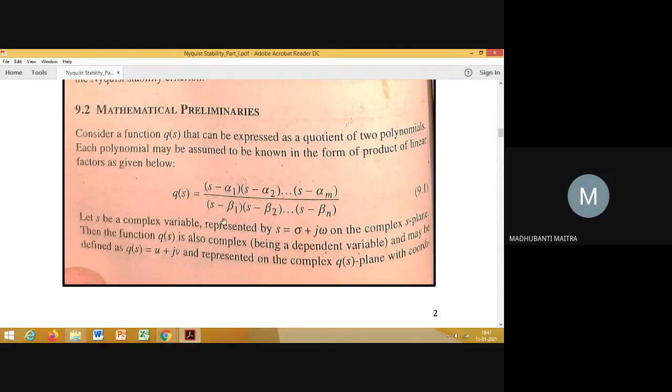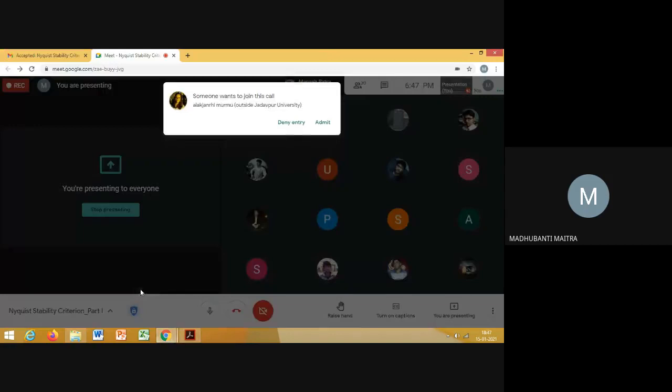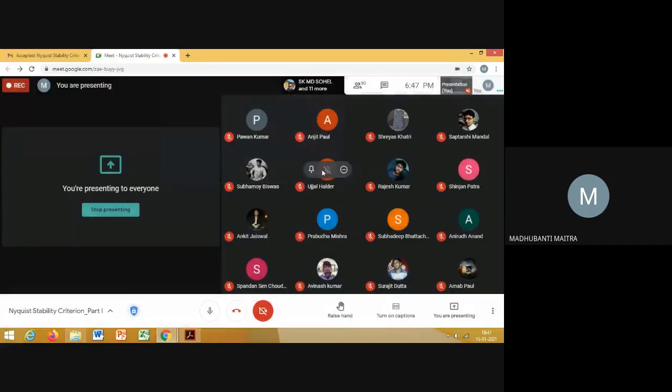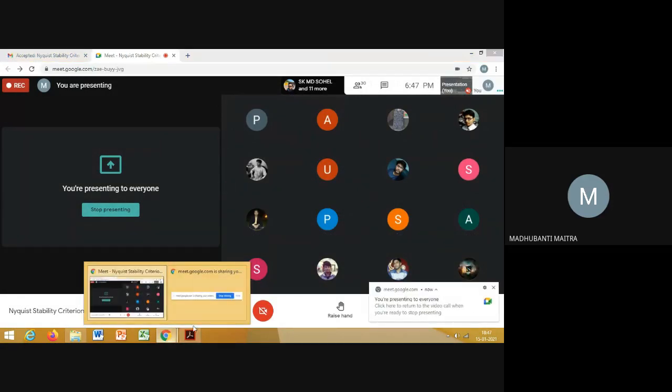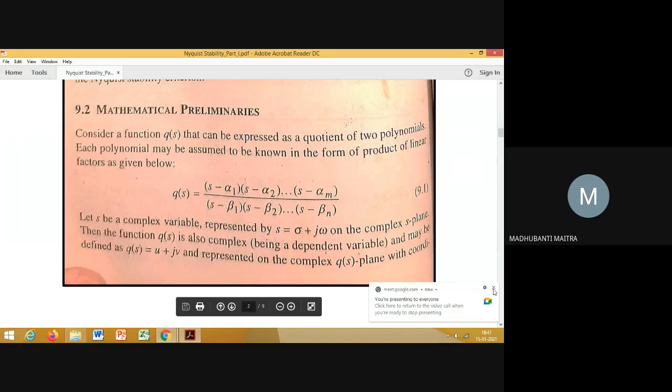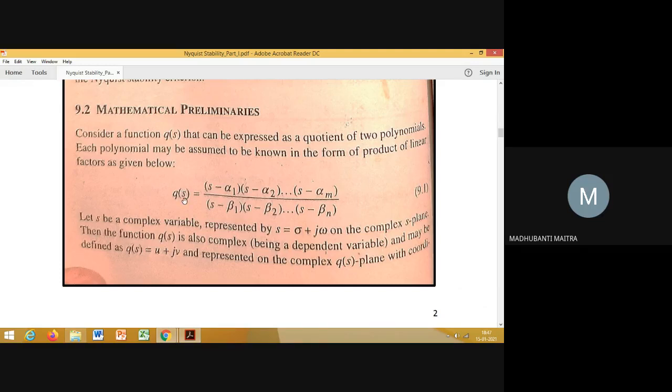Let's assume a function Q(s). So from this, it's clear that Q is a function of s, where s is a complex variable given by sigma plus j omega. Now for the time being, please do remember that this Q(s) is not the characteristic equation associated with a system. Q(s) is any function. We could have written this as some A(s) or something like that. In this book, they have preferred this sign, but for the time being, we should keep in mind that Q(s) is not the characteristic equation, but any general expression which is a function of s.